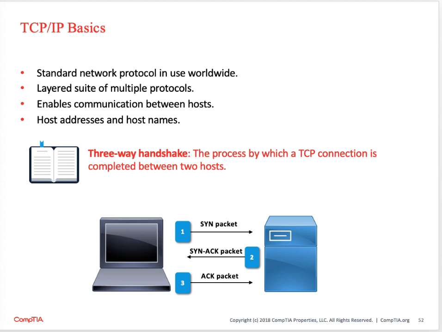Typically, when we create a connection in any TCP connection, there is something called a three-way handshake, and this must be completed with each packet that's sent. A host, meaning your computer, will send a synchronization packet to a server. The server responds with a synchronization acknowledgement packet, and then the client sends back to the server an acknowledgement packet.